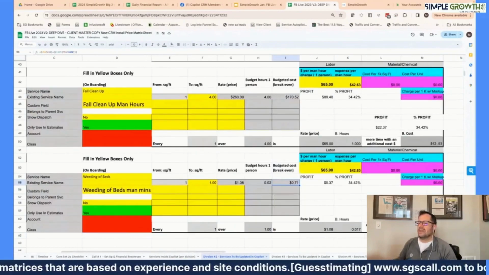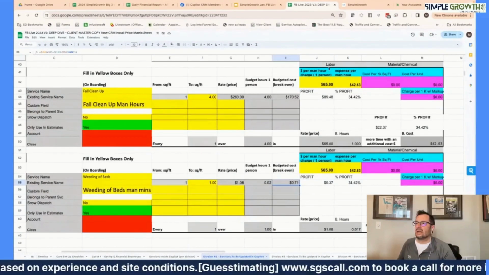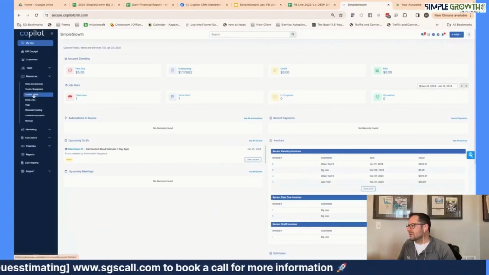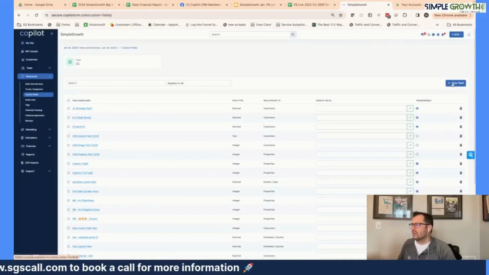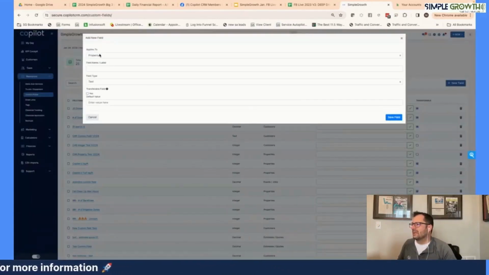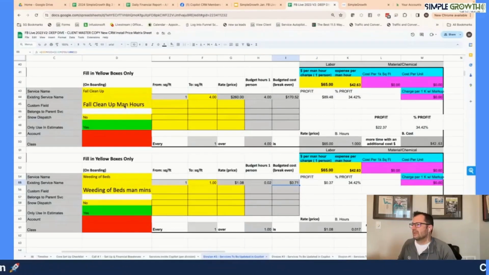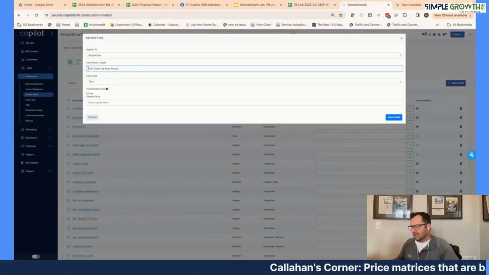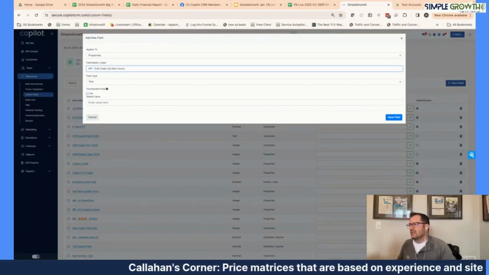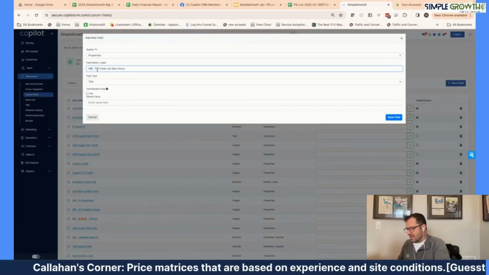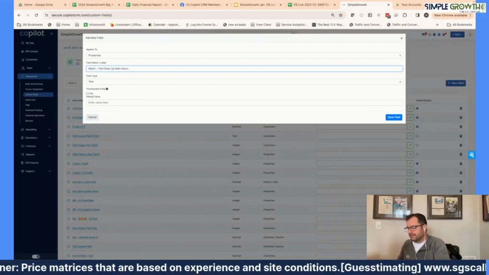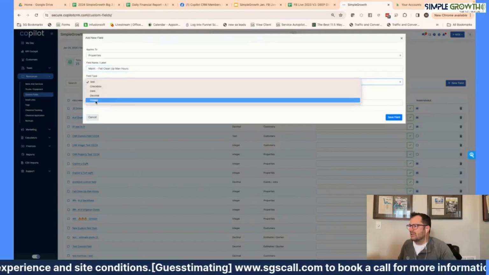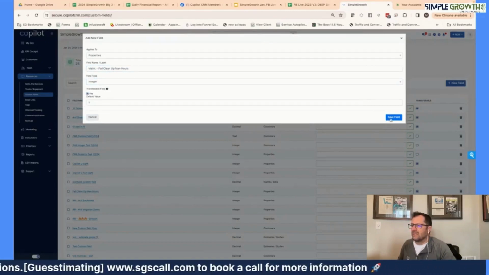So what we're going to do is build this out inside Copilot CRM. First thing we want to do is go under resources, custom fields, and create a custom field that applies to a property. We're going to go back to our blueprint, fall cleanup man hours, and paste that into the field name. I'm going to use a naming convention here of MT or maybe MANT, that's our maintenance division, a little bit easier to track those. Field type is going to be an integer, and we want to make that transferable. We're going to save that field.